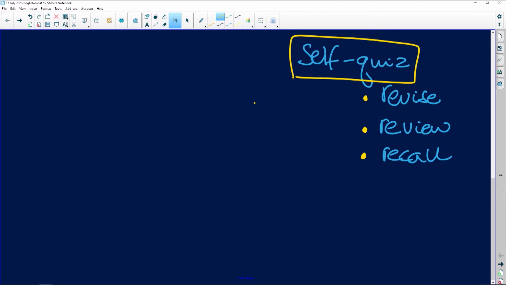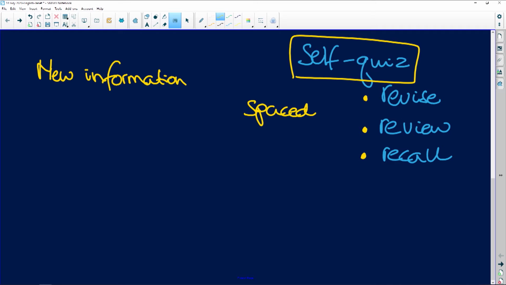And then you ask yourself again on Wednesday, and then on Friday, and then the following Tuesday, you space. So this revising, reviewing, recalling must be spaced. So don't leave it so long that you can't remember anything at all, in which case you're starting again as if the information were entirely new. But this revising, reviewing, recalling, self-quizzing.